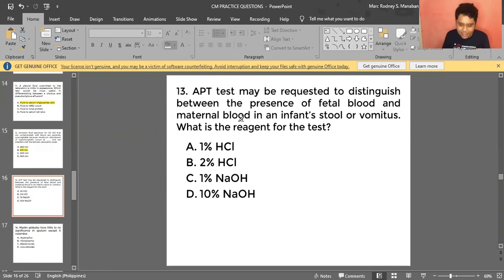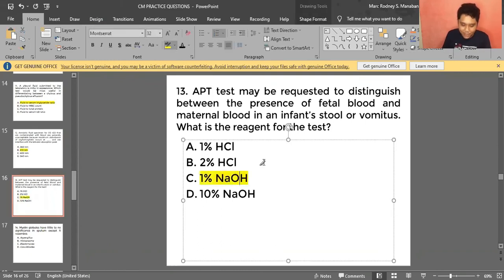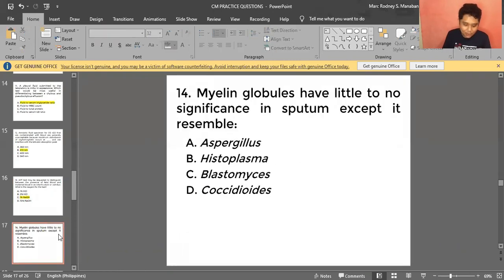Next, app test, to detect the presence of fetal blood and maternal blood in the infant's stool or vomitus. Again, unsa tong reagent na ginagamit? Kinsa may reagent? Your 10% or 1%? Your 1%. Very good. Take note, mga reagents ang ginagapangutana.